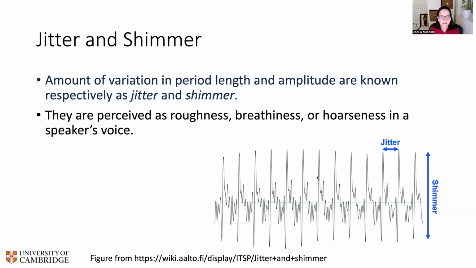In relation to that, if you measure the distance, so how this value changes over time, you have a measure that is called jitter. And if you measure its amplitude change over time, you have a measure that is called shimmer. Studies have proven that by measuring these things, you are kind of describing roughness, breathiness, and hoarseness in a speaker's voice.